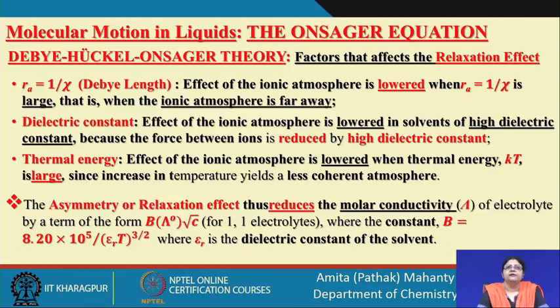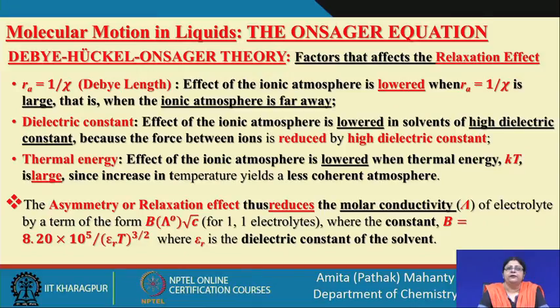So, let us see what parameters affect this relaxation effect, which is operative and actually lowering the speed of the ions under the electric field. What we had talked about, the parameter R A, is the radius of the ionic atmosphere when the counter ions are symmetrically disposed around the central ion, and that is equal to 1 by chi, where chi is the Debye length. So, what happens?